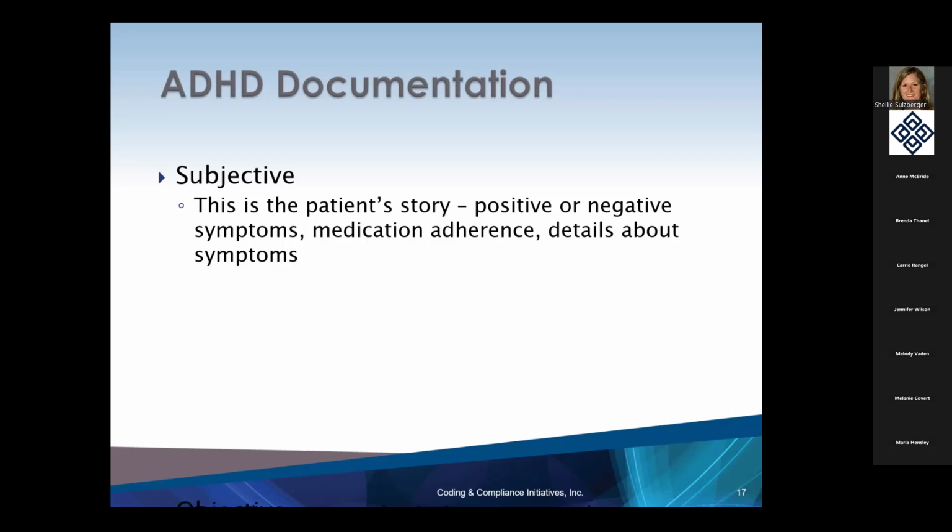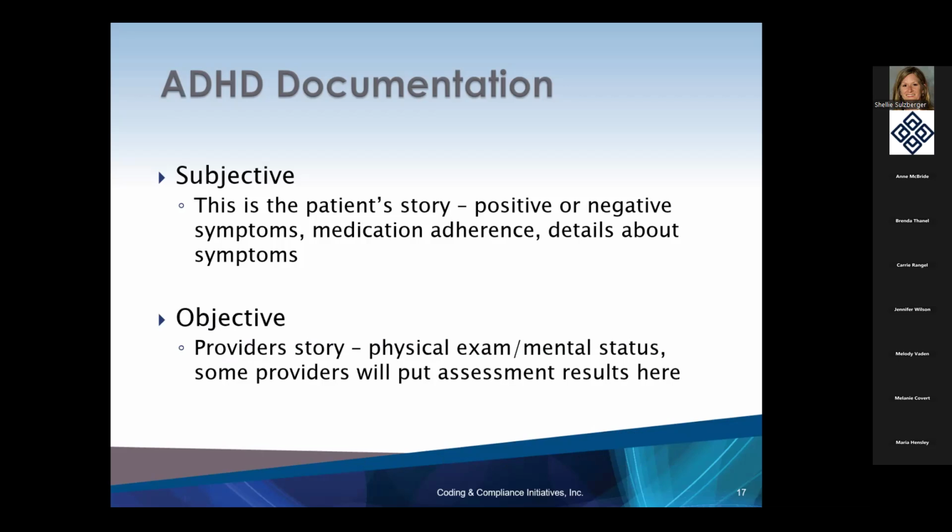That kind of stuff. The objective, this is where I'm looking for the provider to do either a physical exam, mental status exam. Some providers do put their assessment results in here. There's no magic spot you have to put them, but some do. So you might see something like, Vanderbilt's ADHD scale was reviewed, showing 7 inattentive symptoms. The notes from the school provided by the mom showed this, that, or the other. There might be a mental status about the patient's general appearance. You know, they were bouncing all over the room, stuff like that.